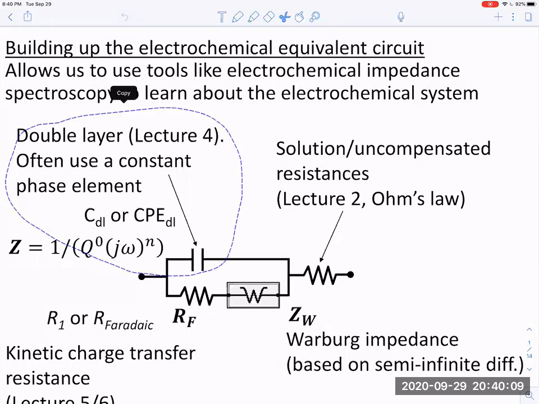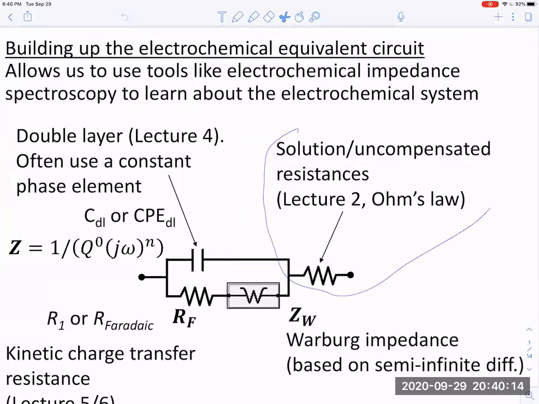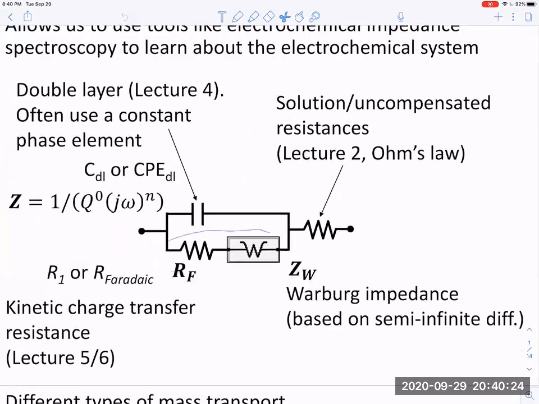This kind of element. We can identify the solution or uncompensated resistance or series resistance here, just using Ohm's law. It's pretty simple. And then one that we talked about with kinetics is the kinetic charge transfer resistance. We've mentioned that's in series with the Warburg impedance, which I have said is related to semi-infinite diffusion. But today we'll derive this section that's circled right now, mathematically why that behaves the way it does for this particular case, what we call semi-infinite linear diffusion.